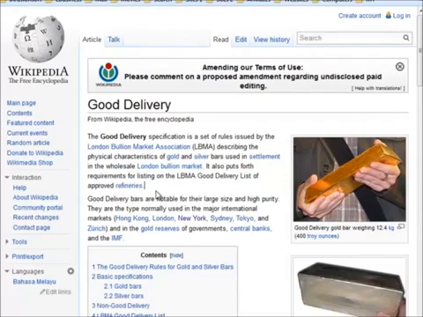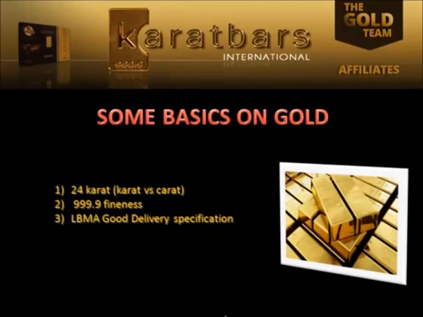So if you're going to buy your gold, you'd want to buy it from an LBMA approved refinery. Well, with Karatbars, that occurs. The refinery is in Turkey and it is LBMA certified. I believe there's only a handful of refineries around the world that are LBMA certified, so we can be assured of the purity and the weight of what you're getting in the bars.